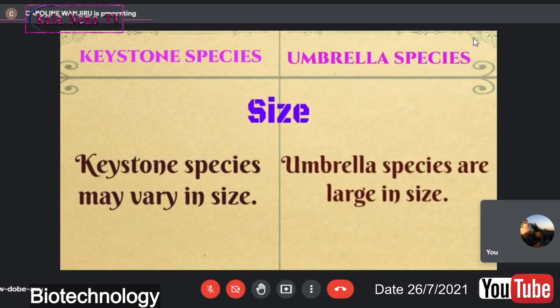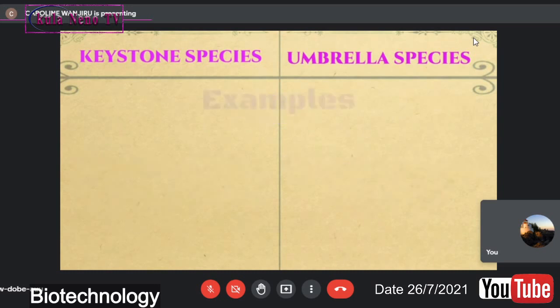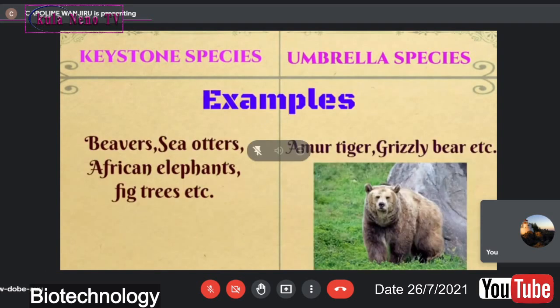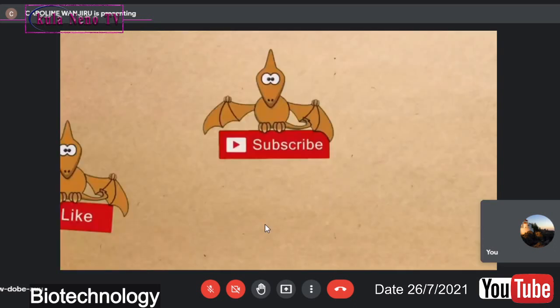They influence different habitats. Let's take a look at their influence on food webs. Keystone species usually have a huge influence on food webs, whereas umbrella species do not possess a huge influence on food webs. Let's take a look at their habitat needs. Keystone species usually do not require large habitats. However, umbrella species usually need large habitats.